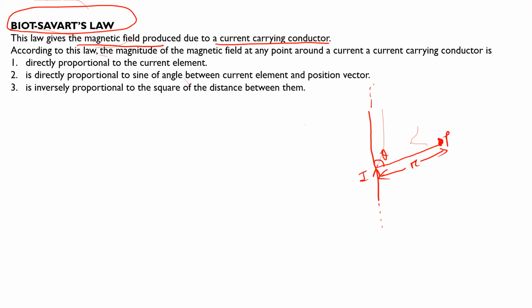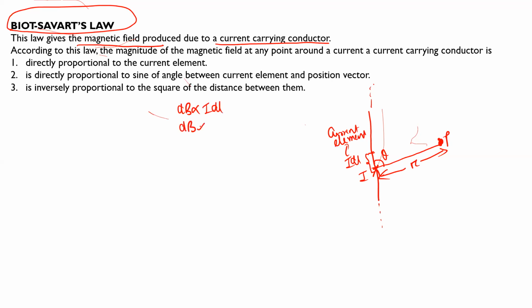Now, what the Biot-Savart law says is that the magnitude of the magnetic field is directly proportional to the current element. What is the current element? This entire length is infinite, and this small length is called dl. Current I will flow through this length, so Idl is said to be the current element. So the magnitude of the magnetic field is firstly directly proportional to the current element.